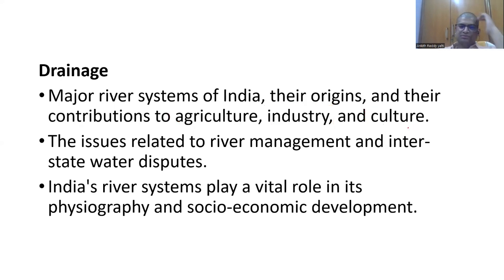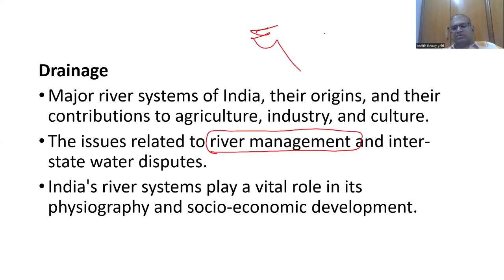Then moving on to the most important topic, the issues related to river management. Let's take the example of the river Godavari. It originates in Maharashtra, then enters Telangana, then finally reaches Andhra Pradesh. So three states. Maharashtra is the upper riparian state, and Andhra Pradesh is a lower riparian state. So there are always issues with the sharing of the river Godavari.